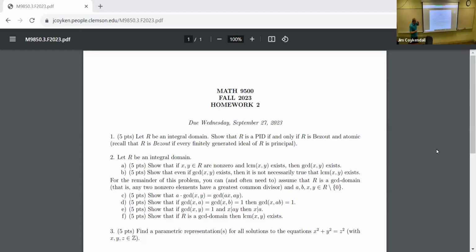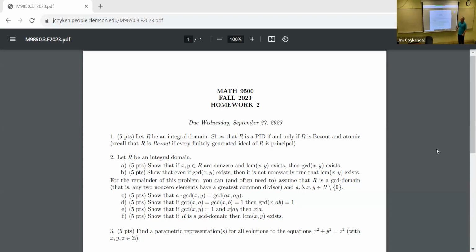Okay, so let me say a couple of words about the next homework. This is what you get for asking questions in class. If you remember, we showed that you have a PID if and only if it's a UFD in which, in every, the GCD is a linear combination. I thought about this and generalized it a little bit.